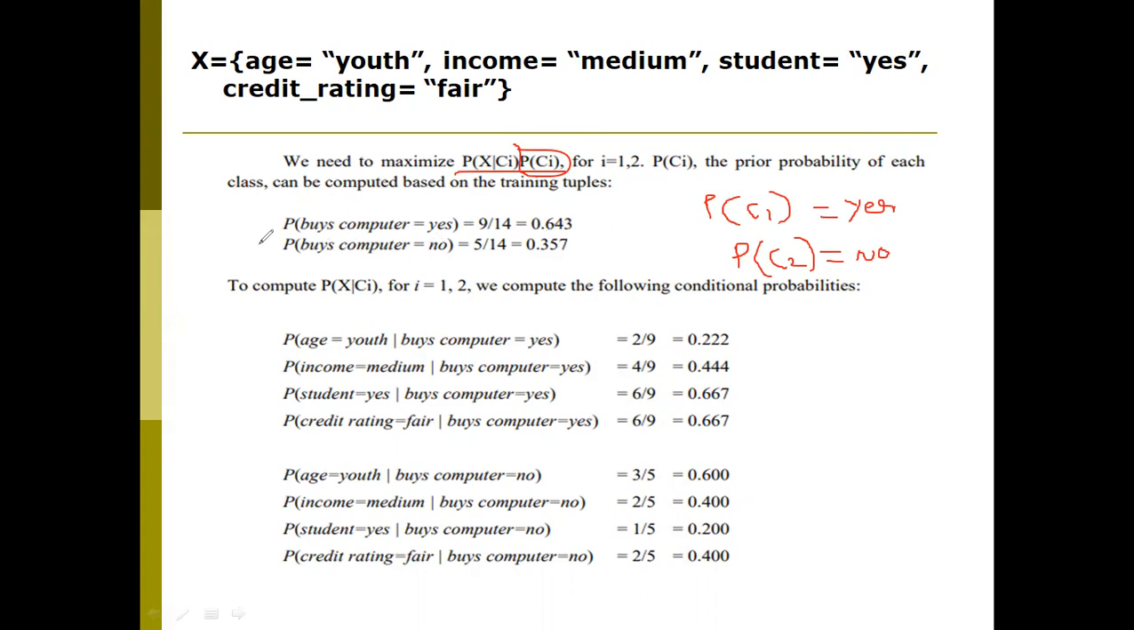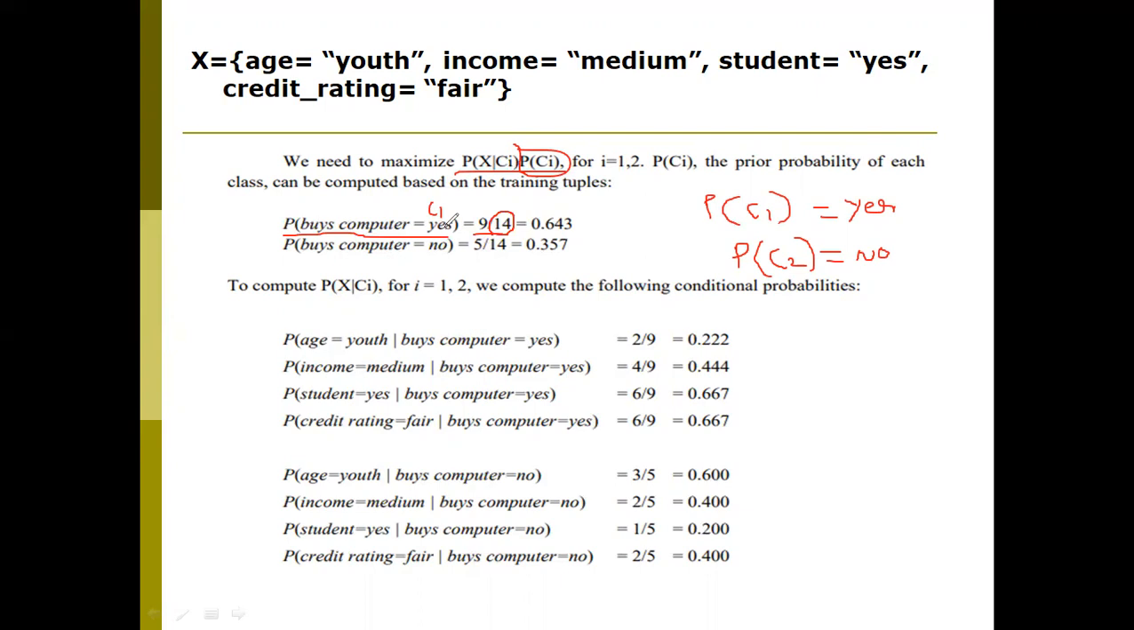So the first one is the probability of buys computer is yes, which means C1, probability of C1. Buys computer is yes in the sense C1, right? C1 equals these values. What are these values here? 14 is the total number of records. Total number of records in the table is 14 in the given data set, out of which 9 records are class labeled with yes.